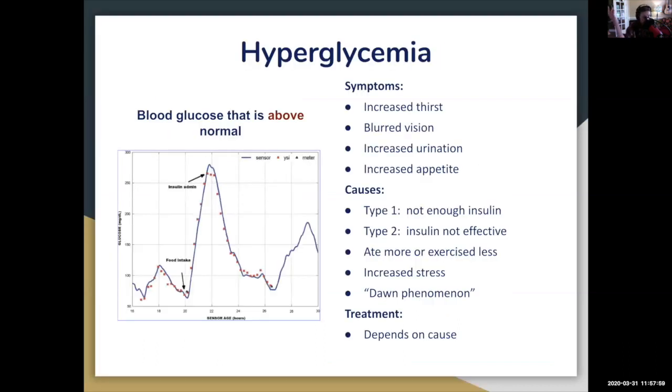So let's talk about the opposite problem. High blood sugar, or hyperglycemia. That's any blood sugar that is above normal. So right here, this graph is a tracing from a continuous glucose monitor. It takes a sample every 60 seconds or every couple of minutes, depending on the model. It shows us what this guy was doing throughout the day.